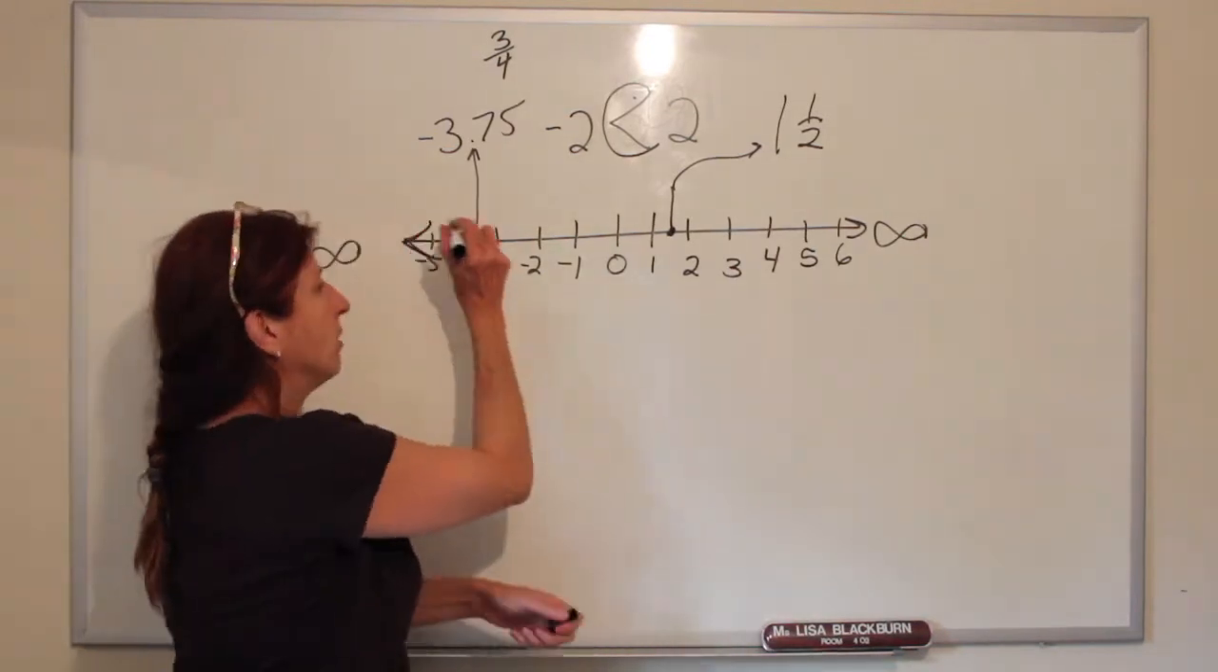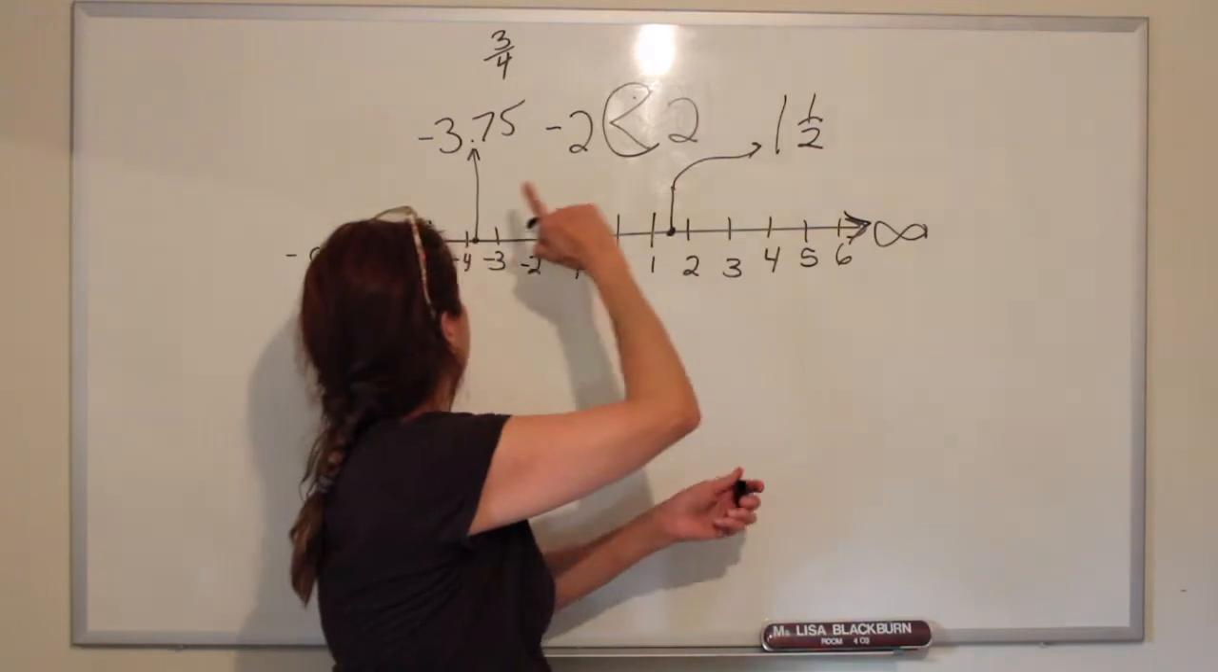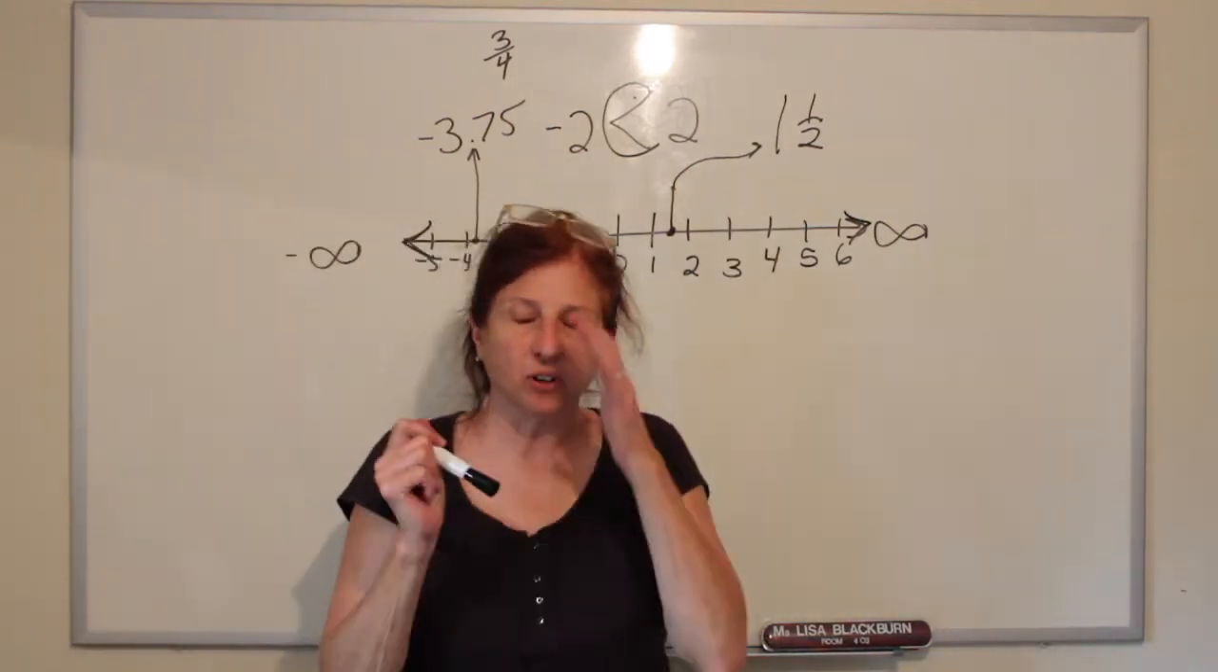The ends need to be arrows because the number line continues toward the infinities. Don't leave your arrows off.